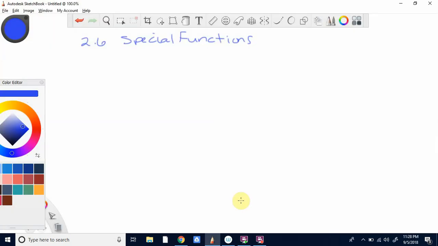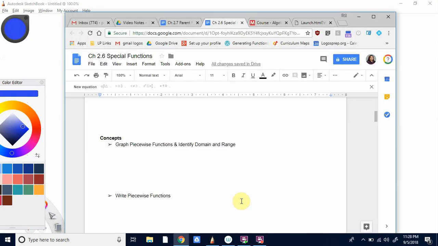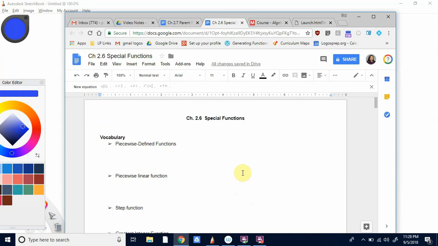We are doing 2.6 special functions. In this section, we're going to learn to graph piecewise functions and identify their domain and range. And we're going to write the piecewise functions given the graphs. So let's start from the beginning. Let's start with our vocabulary.